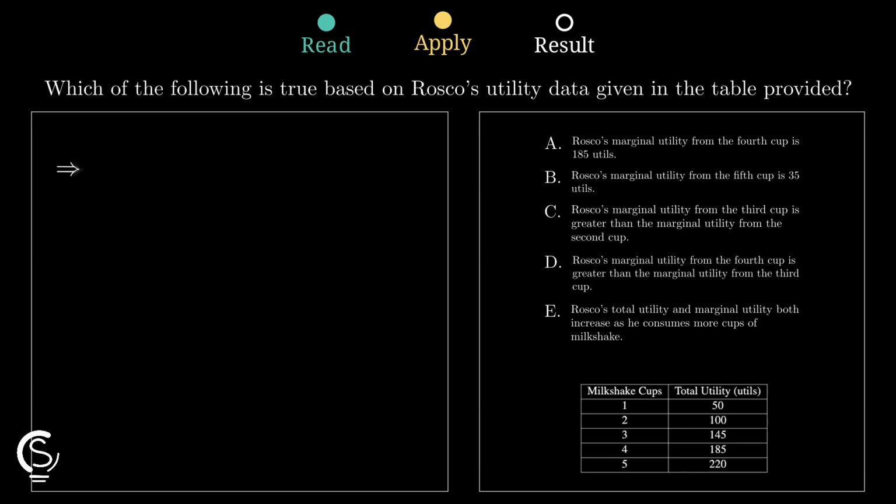For the fifth cup, total utility goes from 185 to 220. Subtracting 185 from 220 gives us exactly 35 utils for that cup.